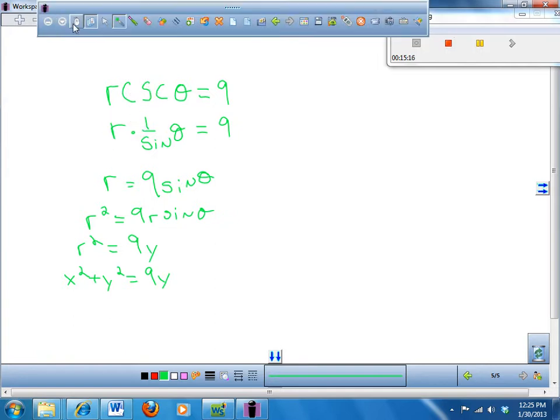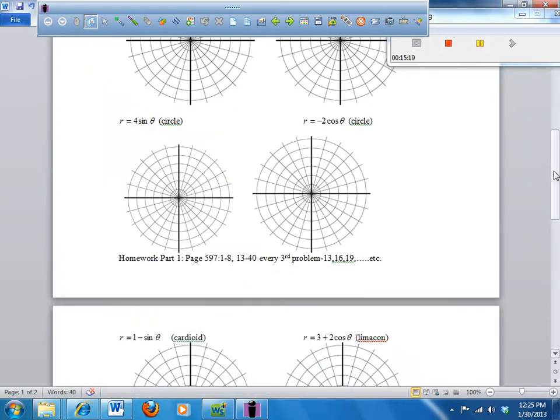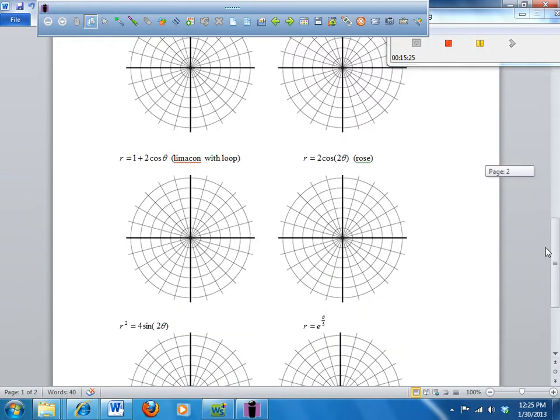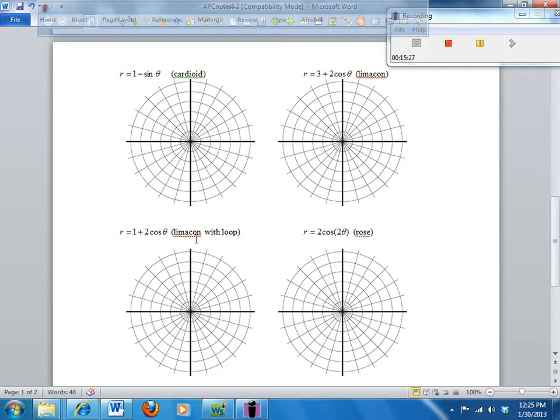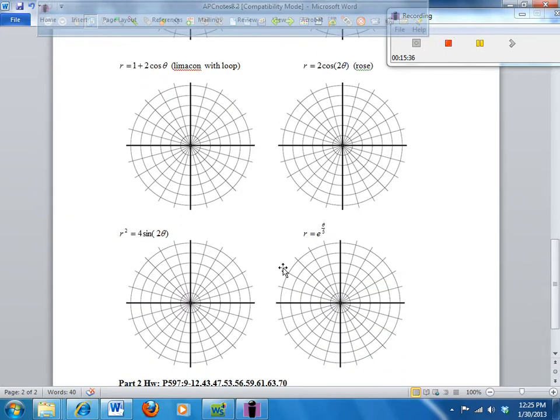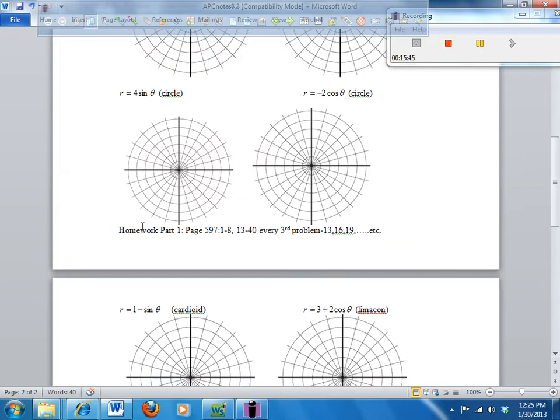Okay, so tonight's homework is just what's on the bottom of the sheet, and then on Monday I'll talk to you more about these interesting shapes like cardioids and limaçons, and a rose curve, and what else? And little spiral thingies, and this one does something with loops in it, and all kinds of interesting shapes. But for tonight, all you have to do is page 597, 1 through 8, 13 through 40, every third problem: 13, 16, 19, etc. Just keep going until you get to 40.